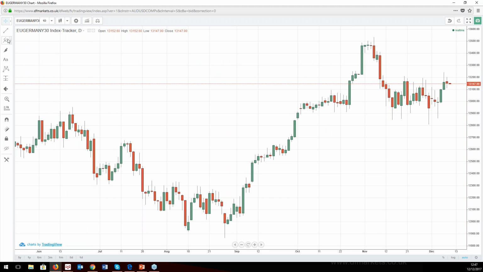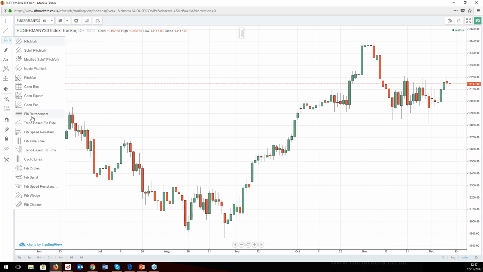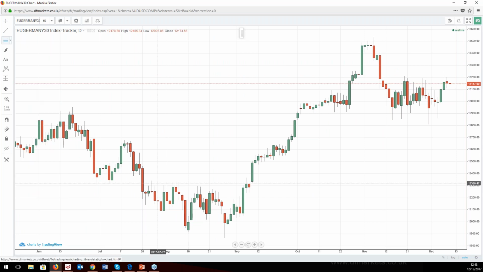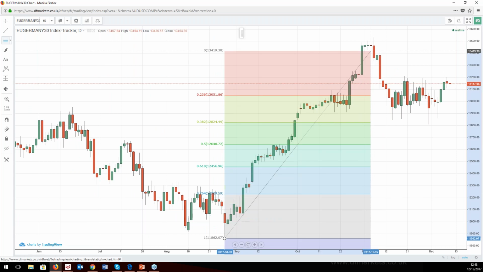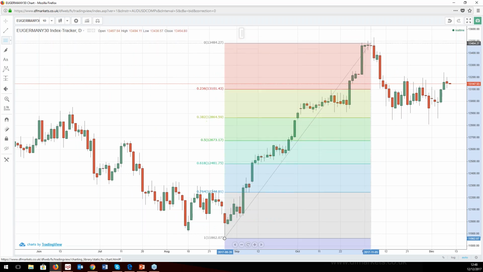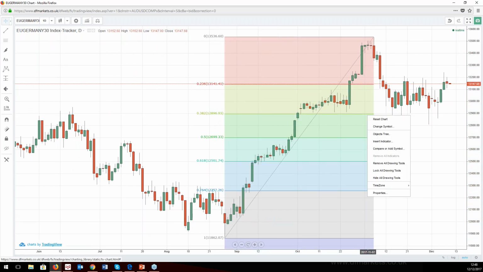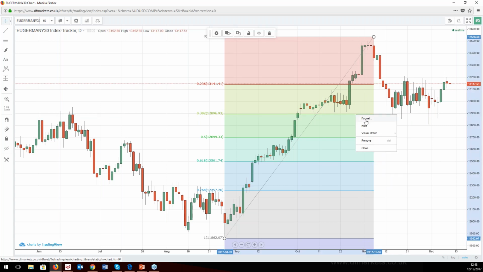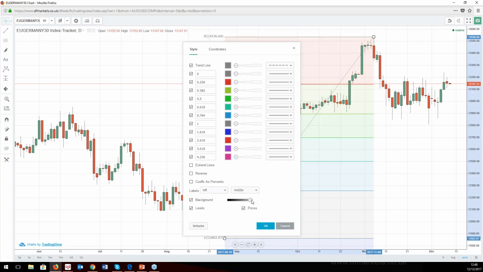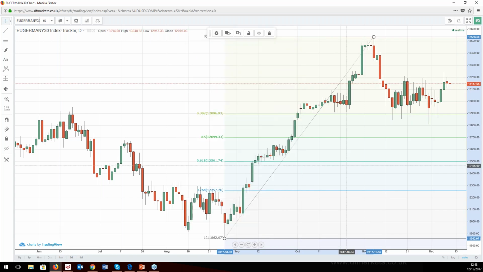Now, I think we say it's the old favourite, and we did have the Fibonacci, Mr. Fibonacci, telling us that we have this strong support. Let's just click on this and play around with it. I don't like these colours very much. I don't like the 23.6, and I do like to extend the line. So let's get that where we want it.